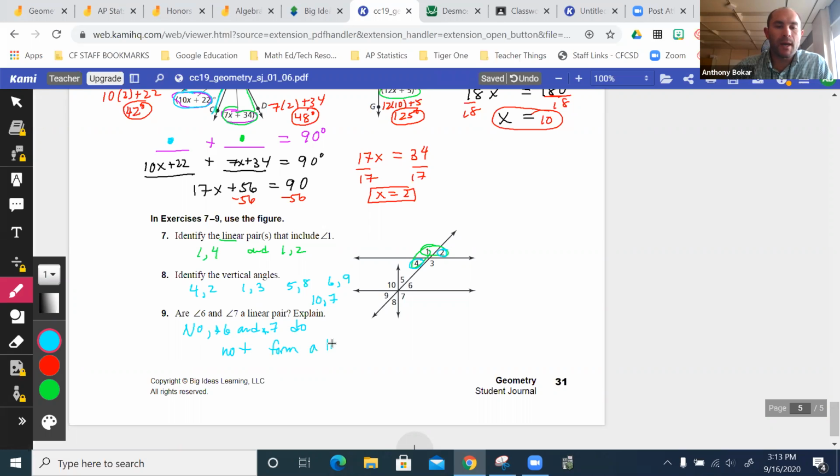Okay, so a little bit of vocab there and some intro and refresher on angles.